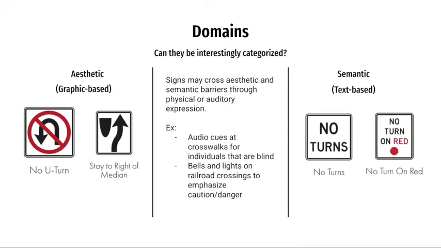And combining these two, we've got signs that may cross aesthetic and semantic barriers through physical or auditory expression. For example, audio cues at crosswalks for individuals that are blind, and then bells and lights on railroad crossings that emphasize caution and danger.